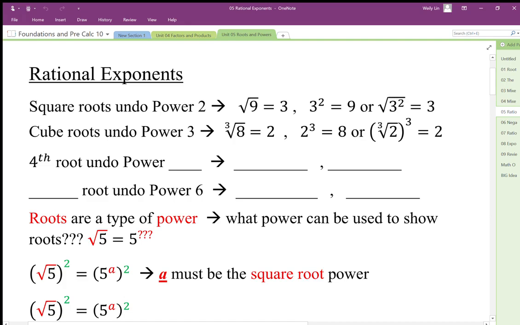We know that cube roots undo powers of 3. So 2 cubed equals 8. If we undo the cube root with a cube, we end up back with our 2.